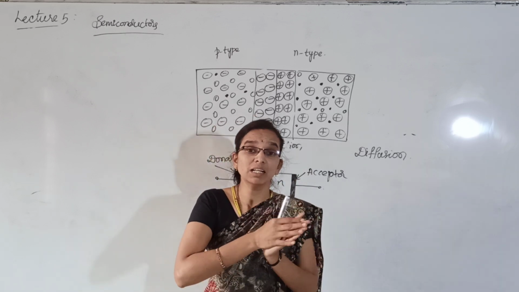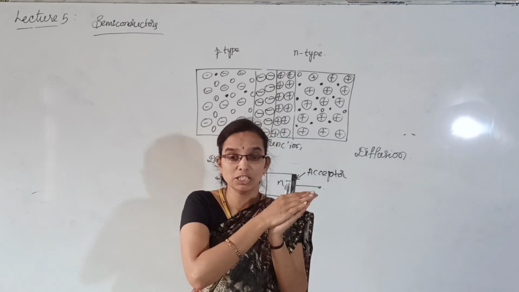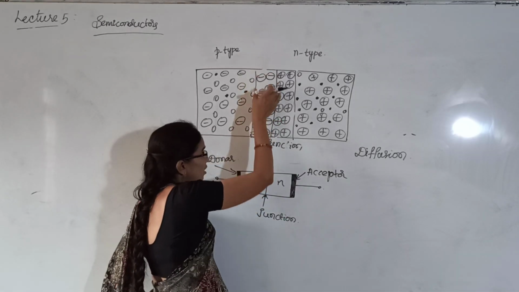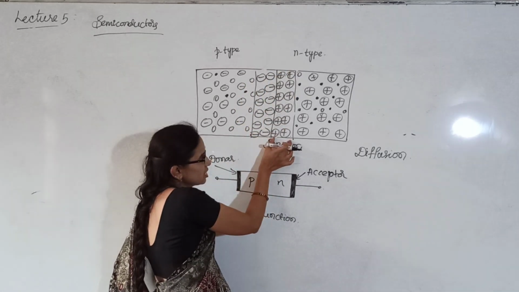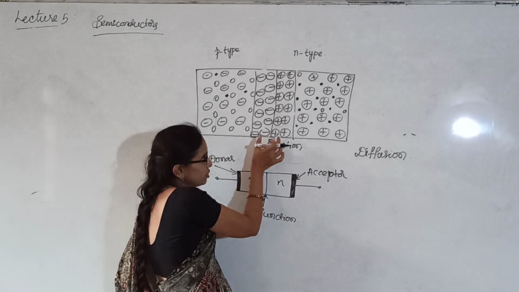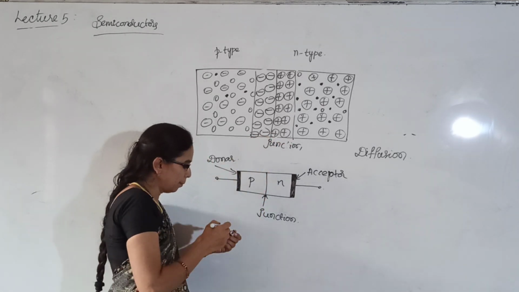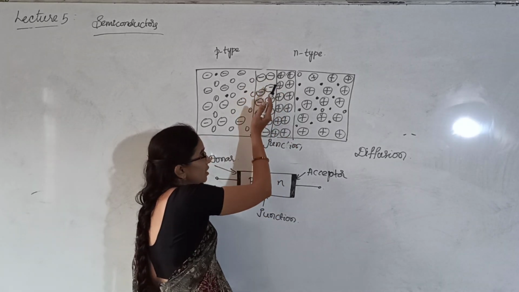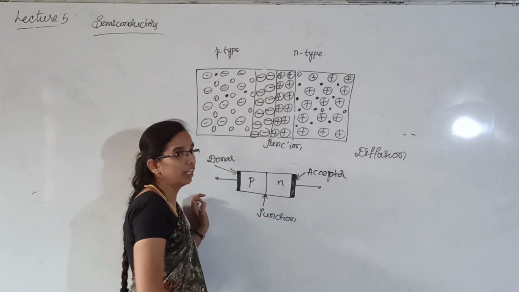So how long will it be like this? How long does this process go on? Until there is a region formed near the junction which is completely of positive ions on the n side and completely of negative ions in the p-type.